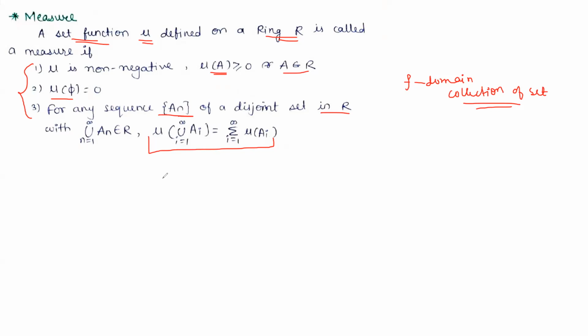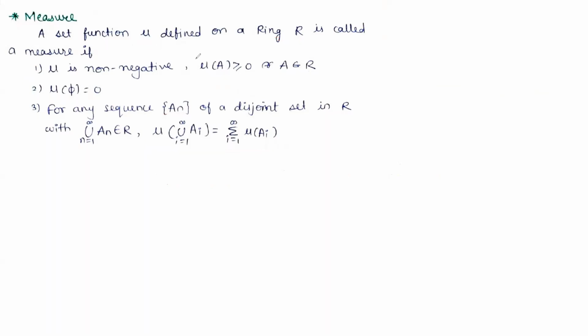That is, if we have A1 union A2 union A3 and so on up to union of An, and we have to find the measure of this set, then we will have measure of A1 plus measure of A2 plus and so on up to measure of An. This is called the countable additive property. So if these three conditions are satisfied and this mu is a set function on a ring R, then we say that mu is a measure.